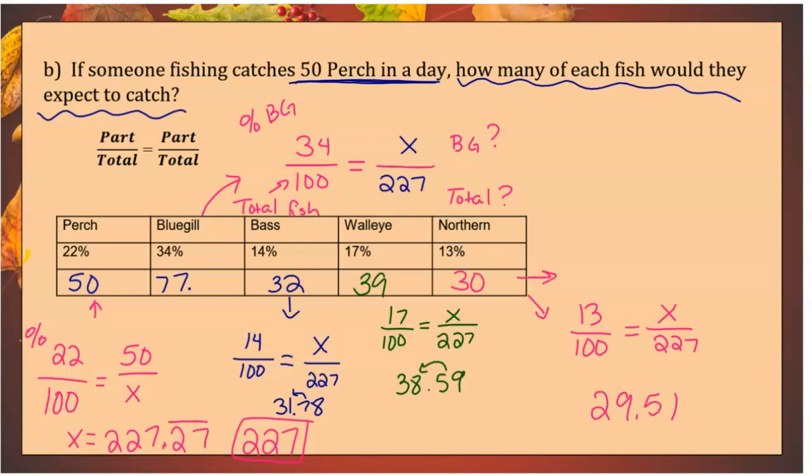Now, if I add these up, I should get 227, and I get 228. And the whole reason why we're a little off is because we rounded that total fish at the beginning.